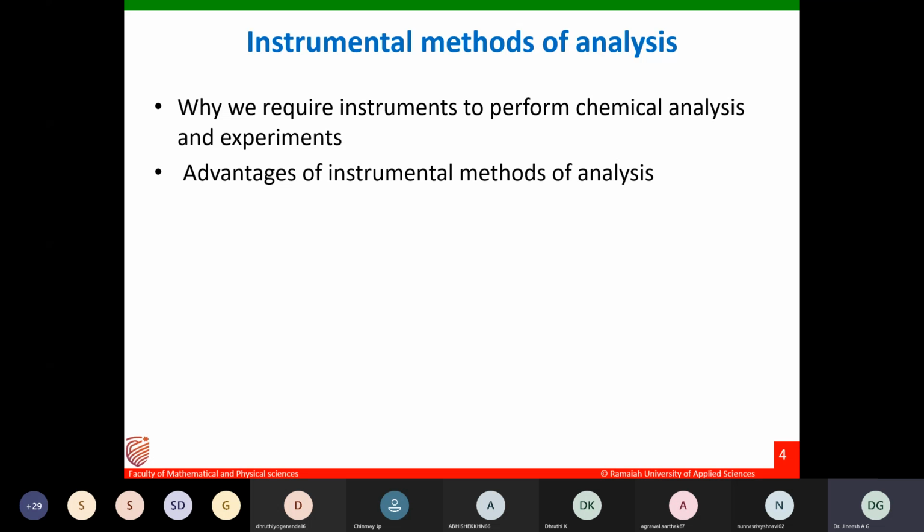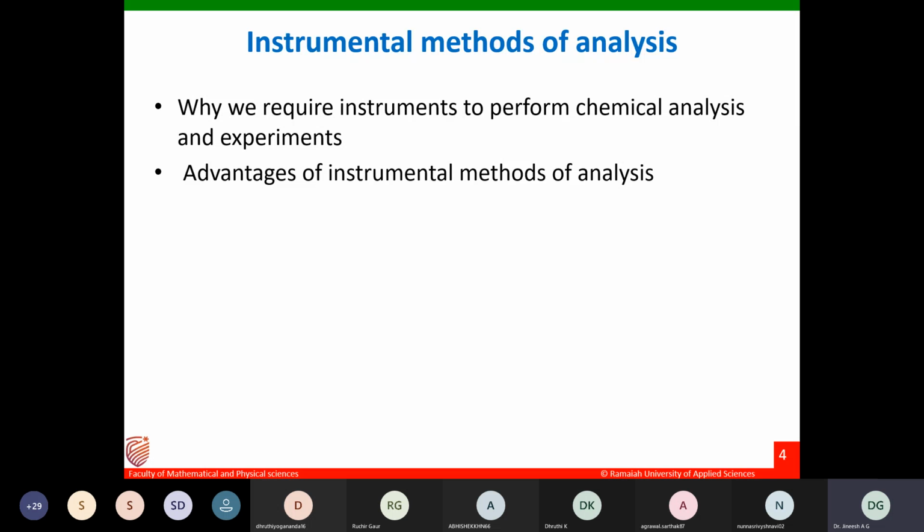So if you are working in a lab for 8 hours, hardly you can perform 4 experiments or 4 titrations, am I right? Yes, sir. You can perform only 4 titrations in a day.